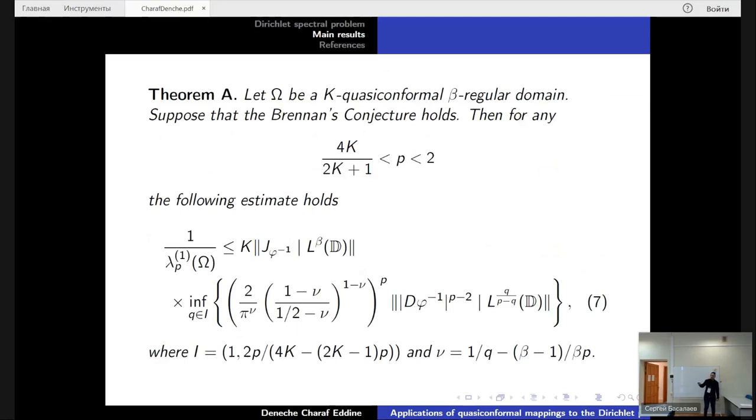Let omega be a quasi-conformal beta regular domain. Suppose that Brennan's conjecture holds. Then for any p in this interval, we obtain the following estimates, explicitly giving the lower estimate of the first eigenvalue of the considered problem. Here we have the estimates of phi asterisk and of phi minus 1 asterisk, and here the constant of the Poincaré-Sobolev inequality in the disk, where E is in this interval and mu is in this interval.